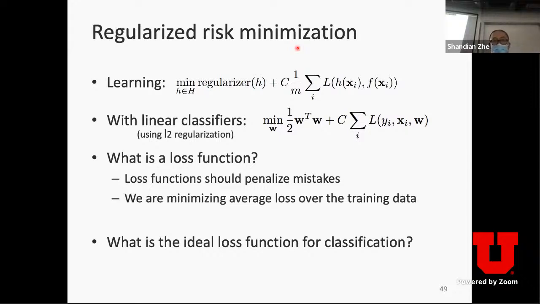So to conduct regularized risk minimization, you have to define two terms. One is the regularizer: how are you going to penalize complex hypotheses? And the other is the training loss: how do you evaluate the goodness of your model fitting the training data? So two things. For the linear classifiers, you can use L2 regularization. This is what we have done for the SVM. And then you have a hinge loss here.